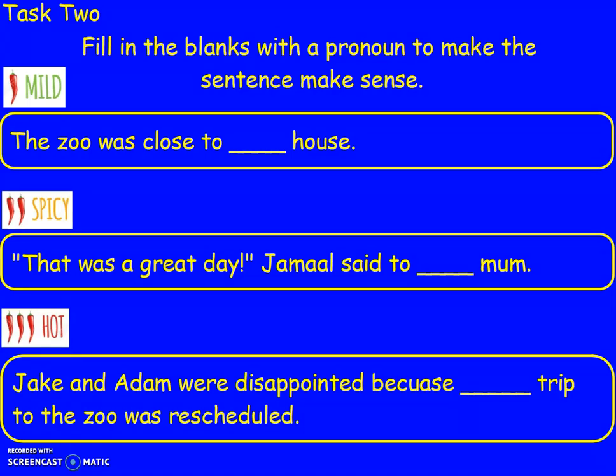Okay, let's have a look then and see how we've done. So mild, the zoo was close to, you could have his. You could also have her or their house, okay? Her or their. So the zoo was close to his house, the zoo was close to her house, or the zoo was close to their house. Spicy then, that was a great day, Jamal said to. You think about what it would be? We could have his. That was a great day, Jamal said to his mum.